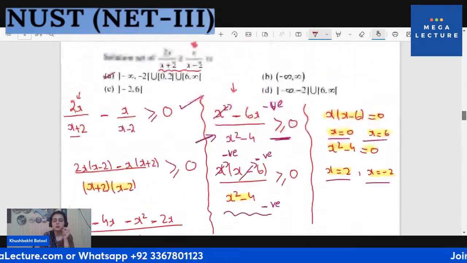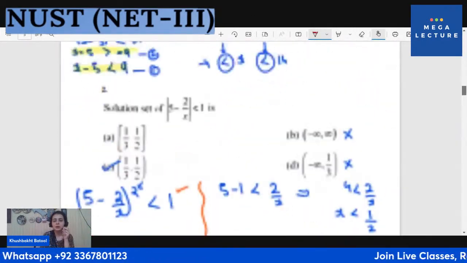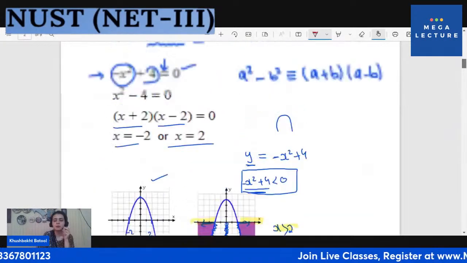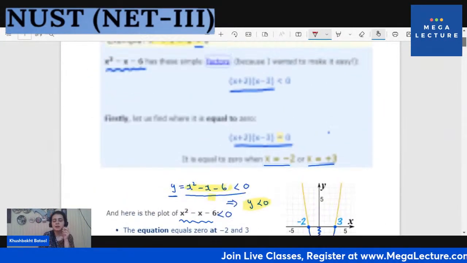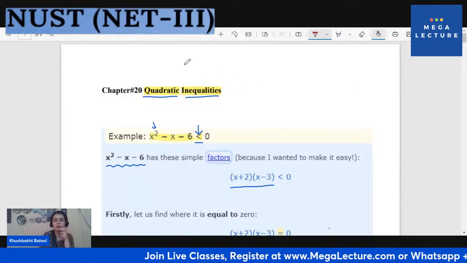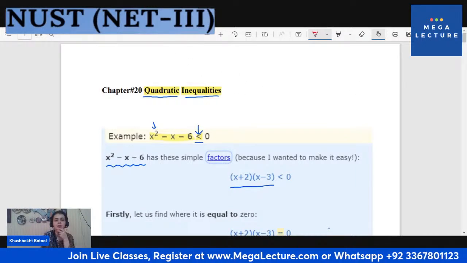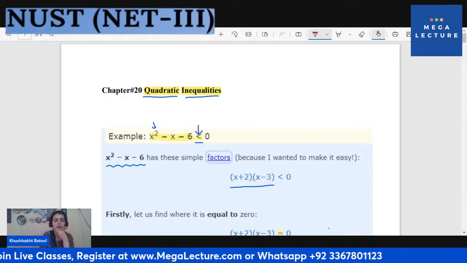All right, so these were some questions corresponding to the second last chapter of the NET math syllabus, that is quadratic inequalities. In case of any queries, any confusions, you can just stop me and ask me right now.